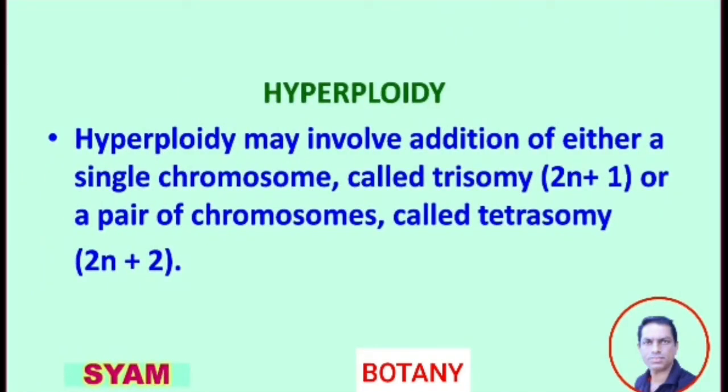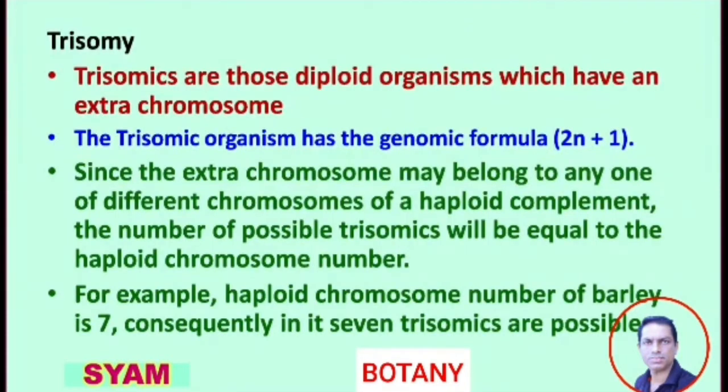The second one is hyperploidy. Hyperploidy may involve addition of either a single chromosome, called trisomy 2n plus 1, or a pair of chromosomes, called tetrasomy 2n plus 2. Trisomics are those diploid organisms which have an extra chromosome. The trisomic organism has the genomic formula 2n plus 1.